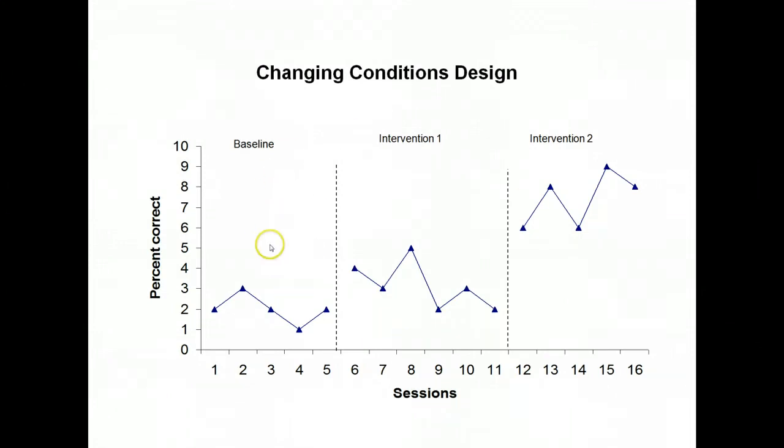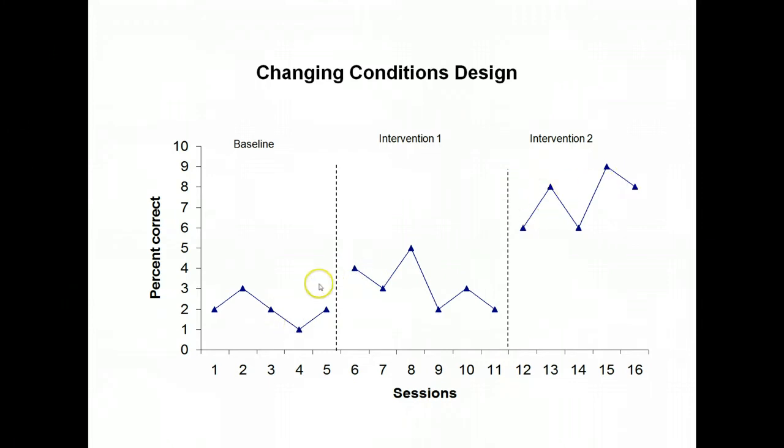The changing conditions design, you can think of this as an A, B, C. If I've got intervention number 1 and intervention number 2, let's say I want to try a token economy for percent correct, or even, let's say, some kind of an intervention that I don't have to take away, even a teaching intervention. And I do that here, and we see a little bit of a behavioral change. Then I do intervention number 2, something different, and I see this big jump here.